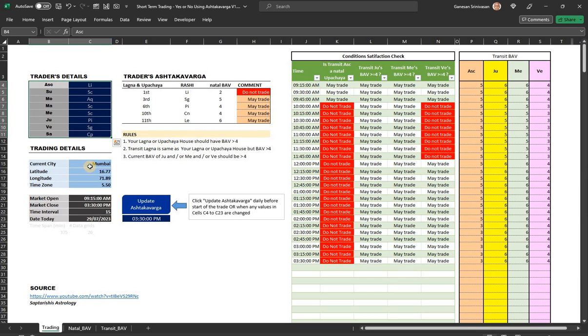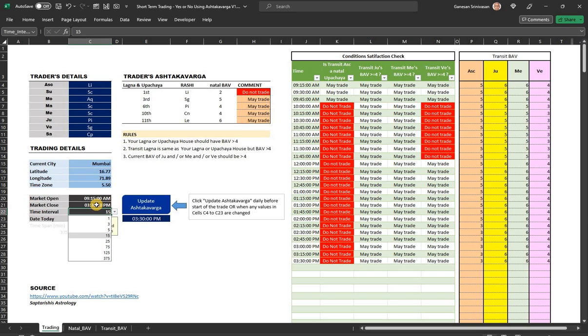Similarly, we give the transit trading details, like where the trading city is, its latitude, longitude, and the time zone, and when the market is opening and when the market is closing. All these are inputs from the user. And if you want a time span to check, here I have taken 15 minutes from the starting time to the ending time. One can modify that to different values, essentially between 1 and 60 minutes.